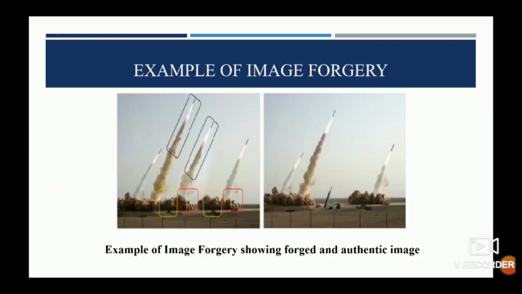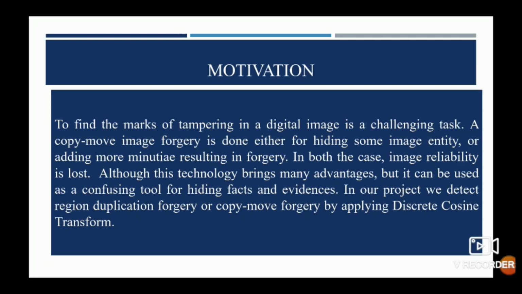Now this is an example of image forgery, how a part of an image is being copied and pasted onto the same image. So this is how forgery works. Next is the motivation. As tampering of images is becoming more challenging to detect day by day, it is being used for hiding factual evidence. So not only does this lose the reliability of an image, but it is also being used as a tool for doing certain unlawful activities. So our project helps to detect the duplicated region using DCT, that is discrete cosine transform, followed by CNN, that is convolutional neural network.